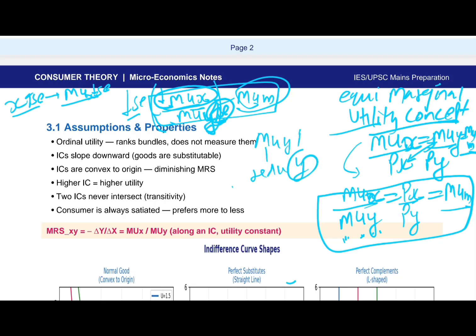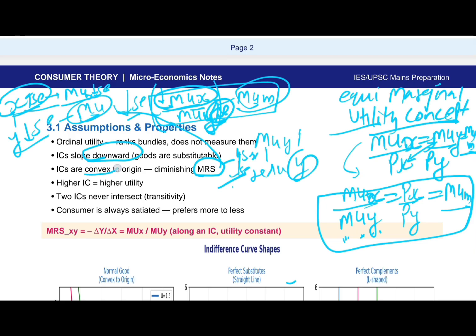Because if we consume more of x and more of y, our marginal utility will decrease. So if we increase the consumption of x, we have to reduce the consumption of y so that our marginal utility stays the same. That's why the curve is downward sloping, and the marginal rate of substitution is the same thing. If we increase the consumption of x, we have to decrease the consumption of y. So it is convex because of this. It is convex to the origin.